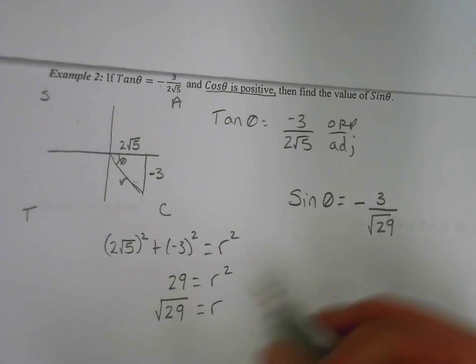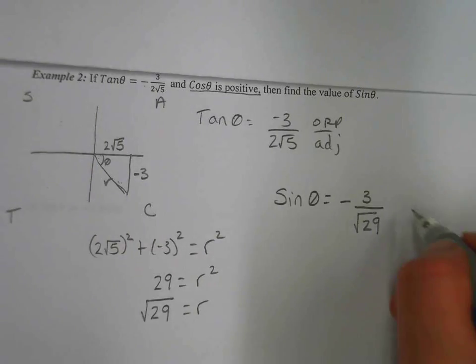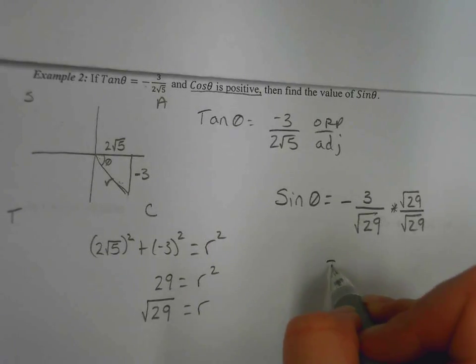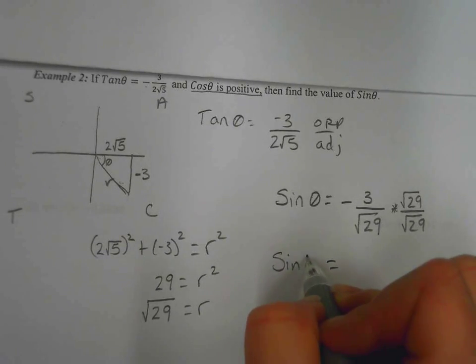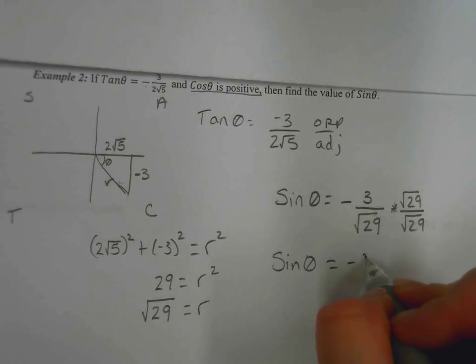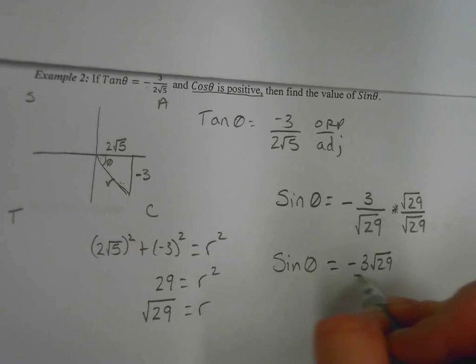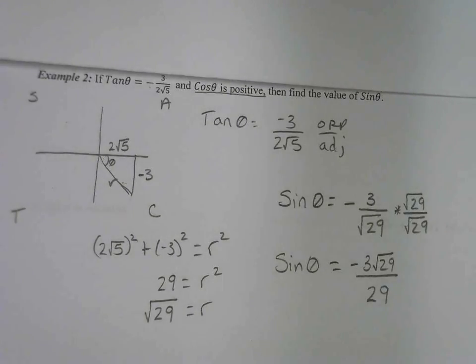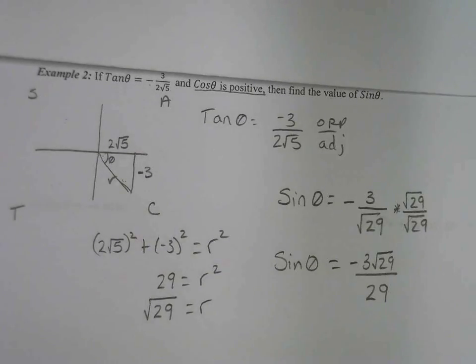Again, we do not want radicals in our denominator, so we're going to multiply the top and bottom by root 29. And we end up with -3 root 29 over just 29, because basically these roots cancel each other out. And that's it. That would be the answer.